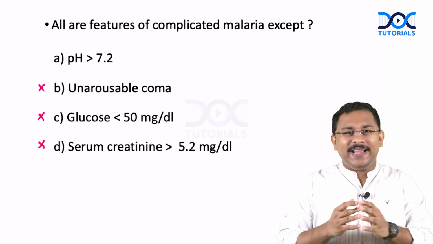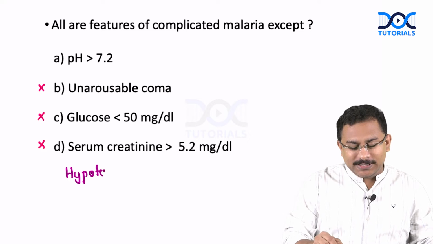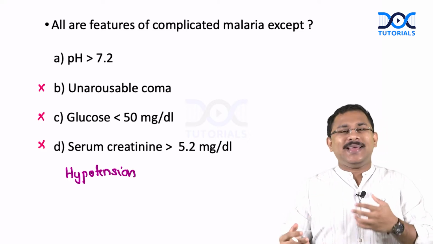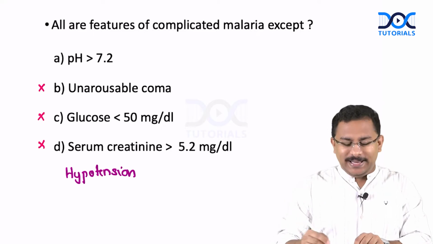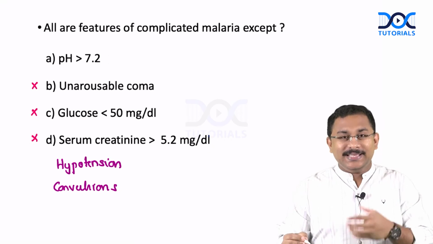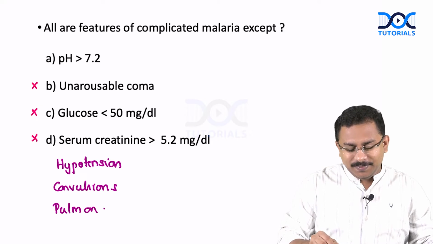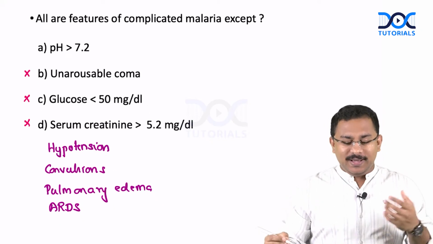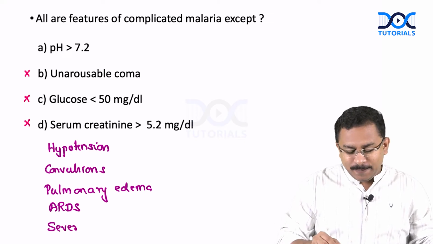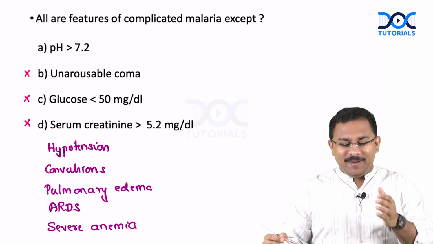In addition to whatever I have mentioned so far, there are other features of complicated malaria. One is hypotension. So a malaria patient in hypotension is again complicated malaria. Presence of convulsions is again a feature of complicated malaria. Presence of pulmonary edema. Then when you have ARDS developing in the patient, this is also a feature of complicated malaria, and so is severe anemia. Okay, so these are features of complicated malaria.